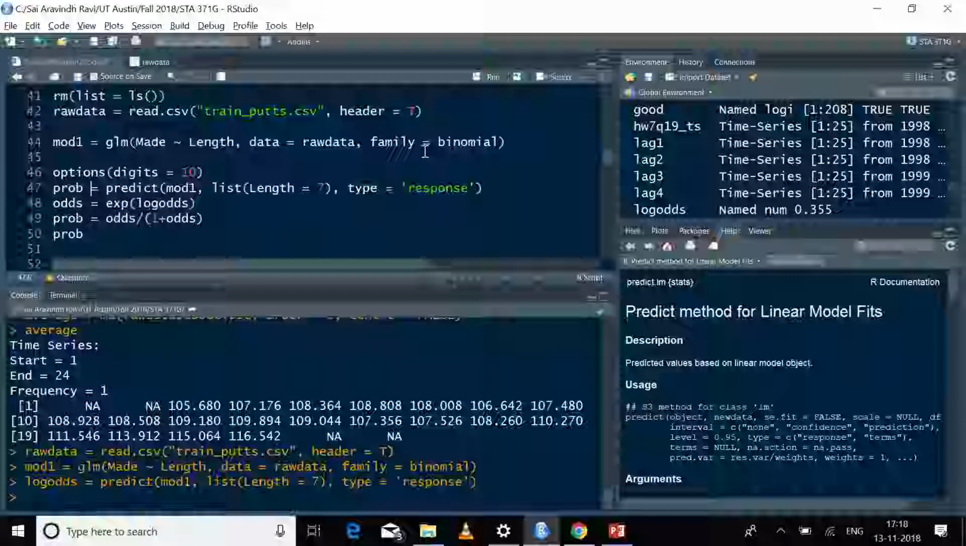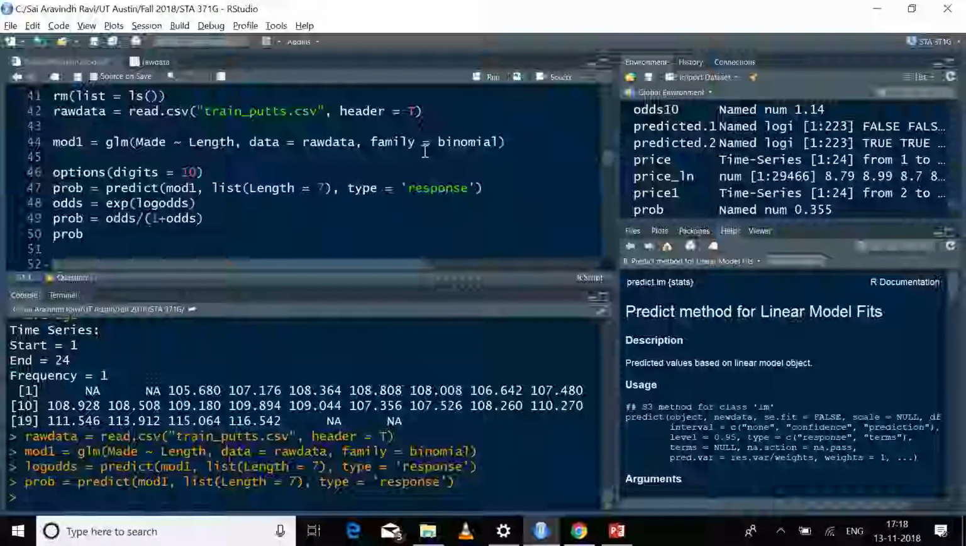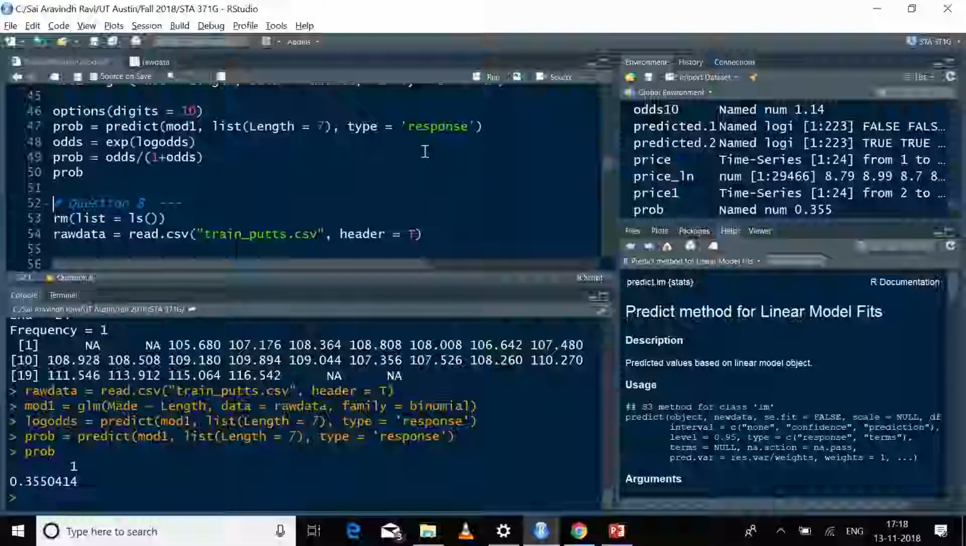This should actually be the probability. So I'll just print out the probability. Should be 0.35504. That is correct. Okay, so you see that the value is 0.35504, right?